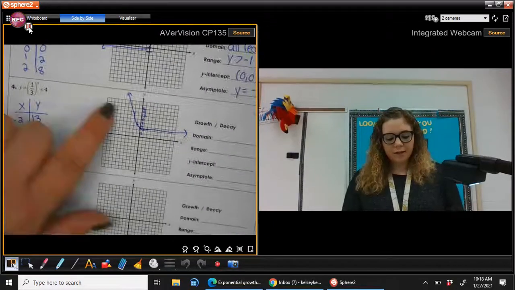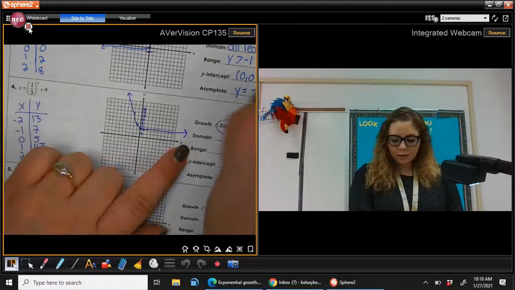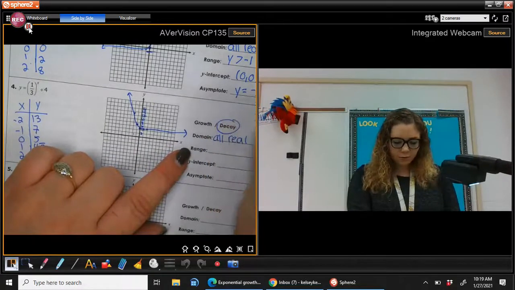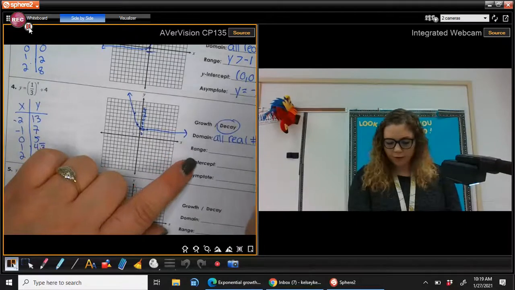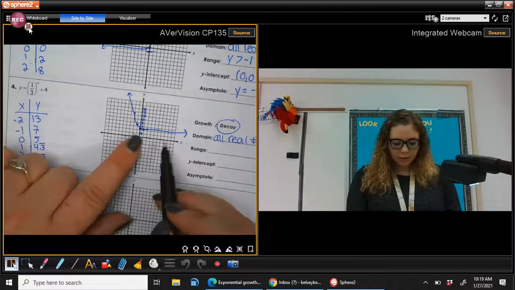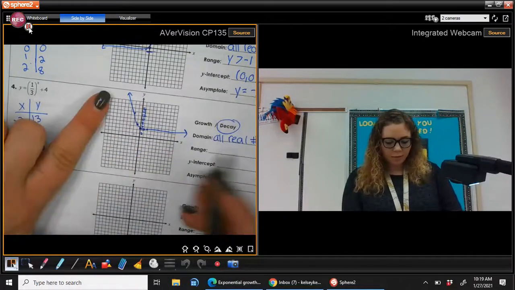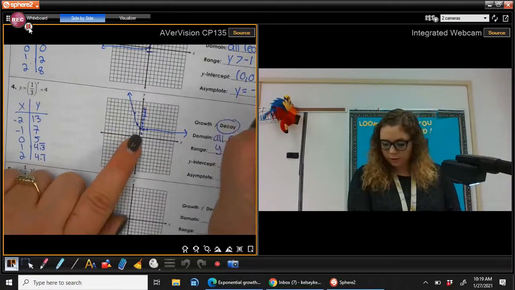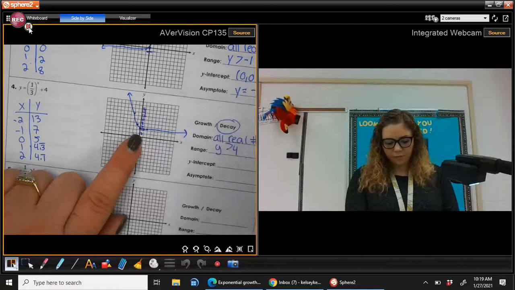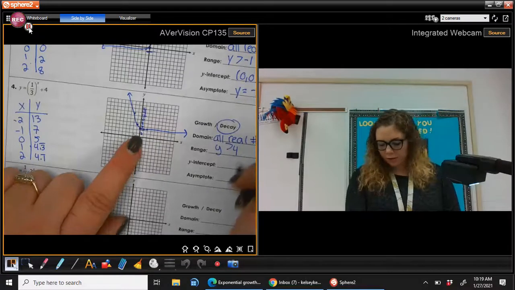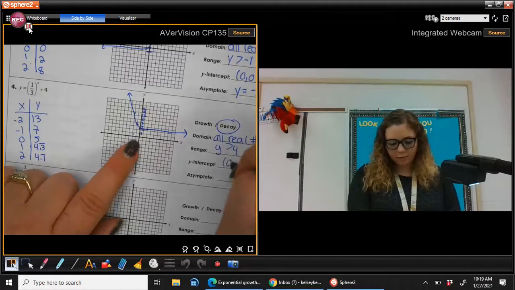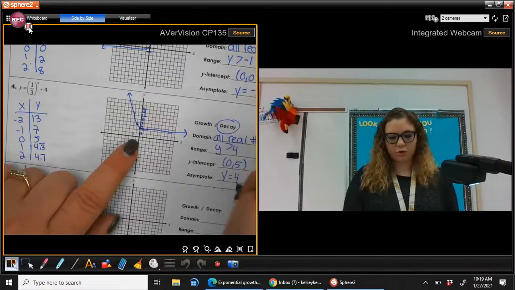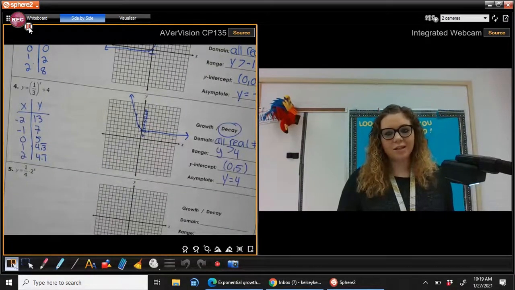Okay, this time I am decaying. My domain is all real numbers. My range. Okay, so again, it keeps going up, but it seems like it stops when y equals 4. So y has to be greater than 4. Y-intercept is where it crosses the line, which is 0, 5. My asymptote is at y equals 4, okay, because it does not touch.